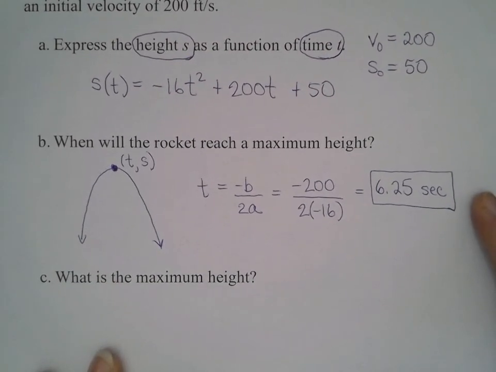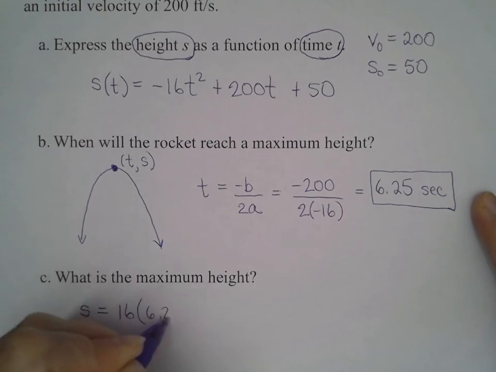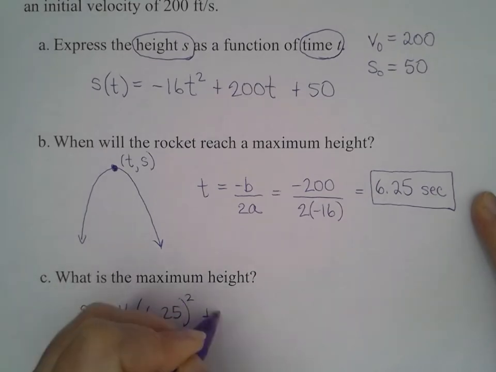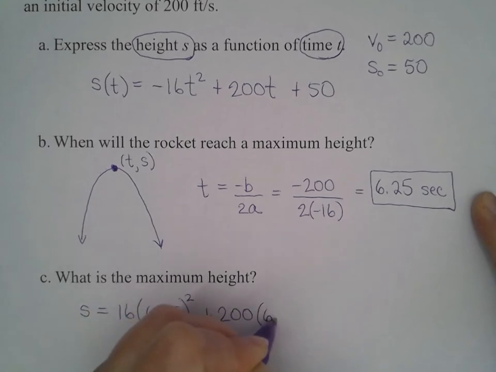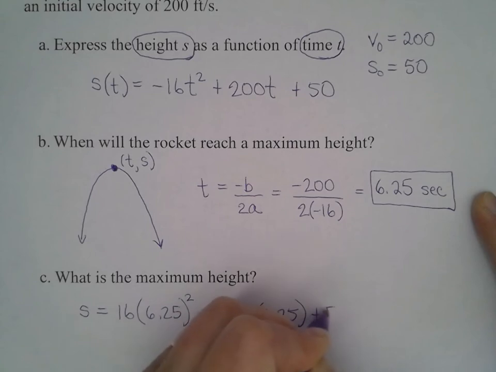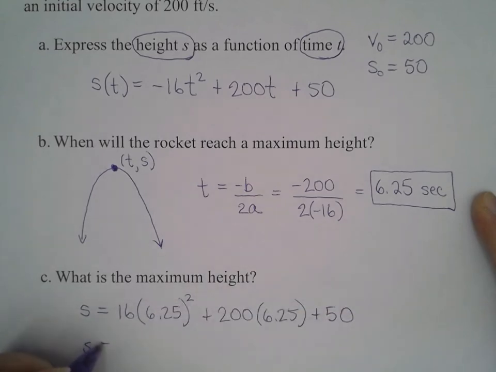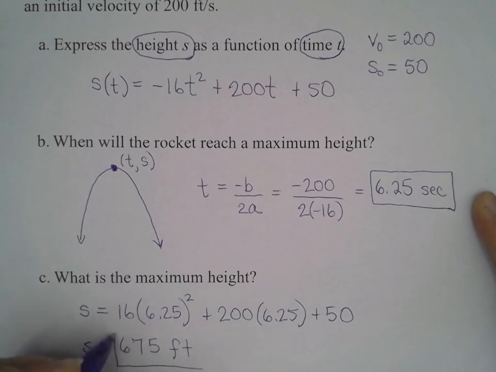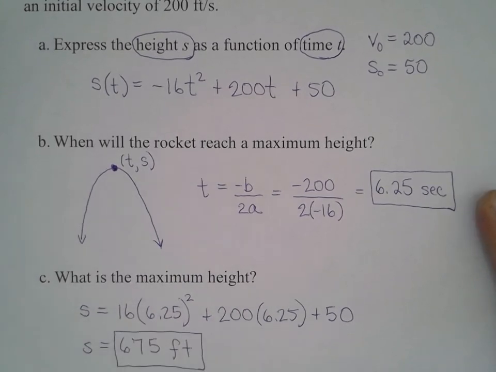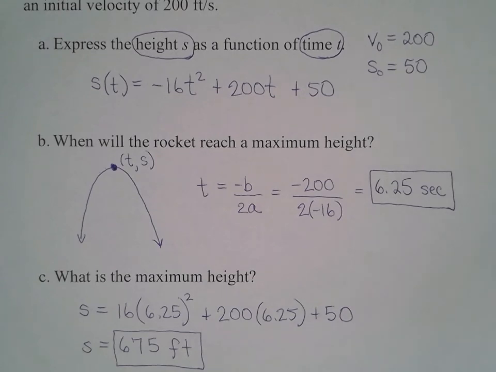So it takes about 6 seconds after I launch the rocket for it to reach its maximum height. And then we want to know what is the maximum height. So we'll take this value for t and plug it in. Again, you can plug that into your calculator. It should come out to 675 feet. It is a good idea to list the units for the problem like this, just to make sure that you understand what the number is representing. Gives you a better feel for that.